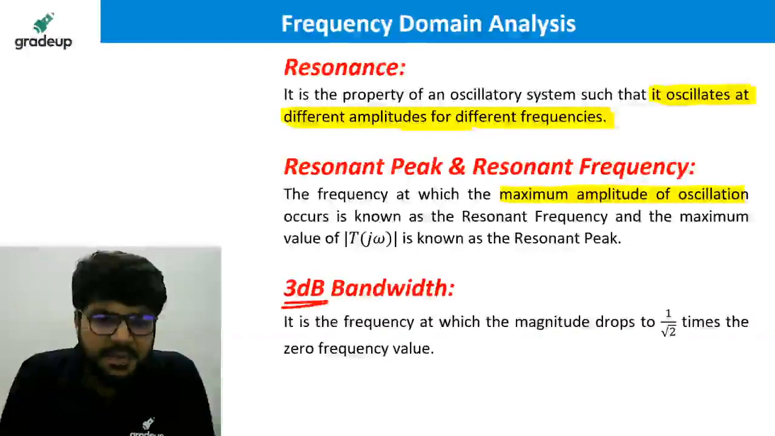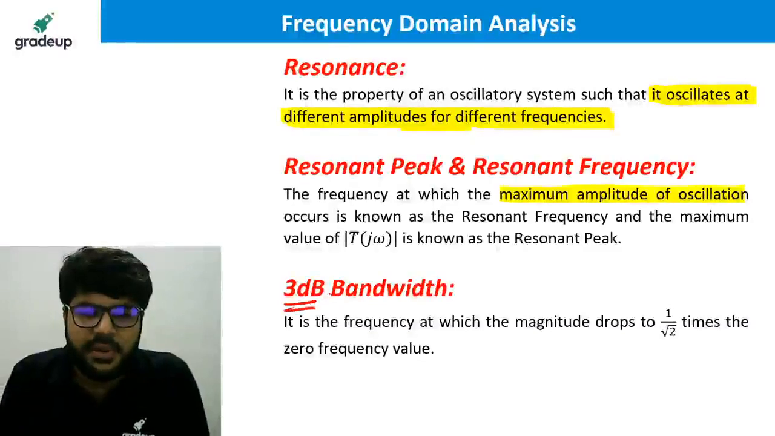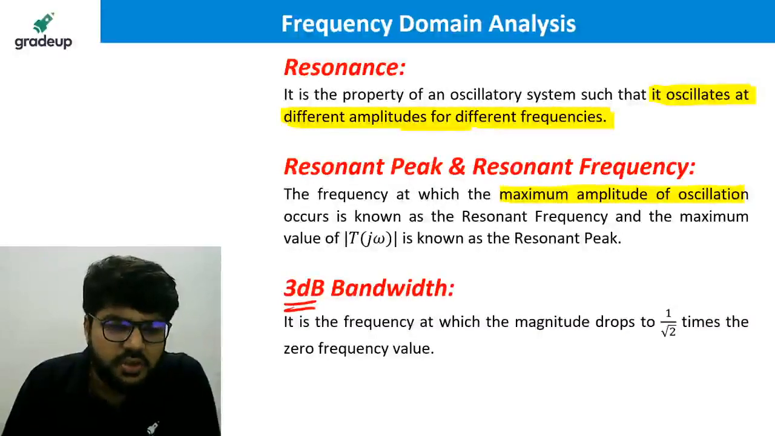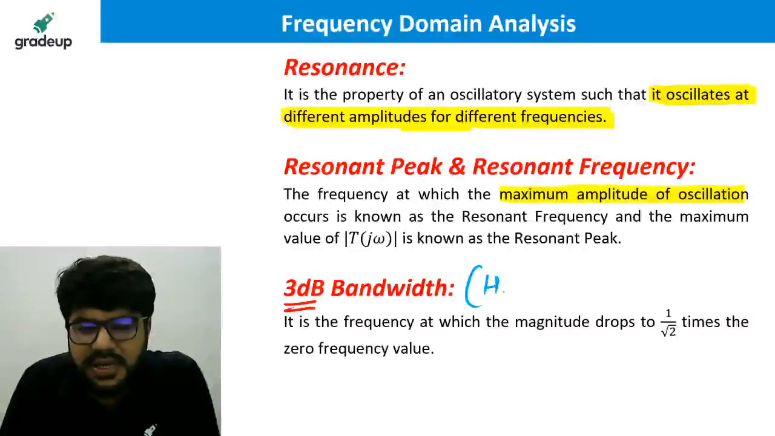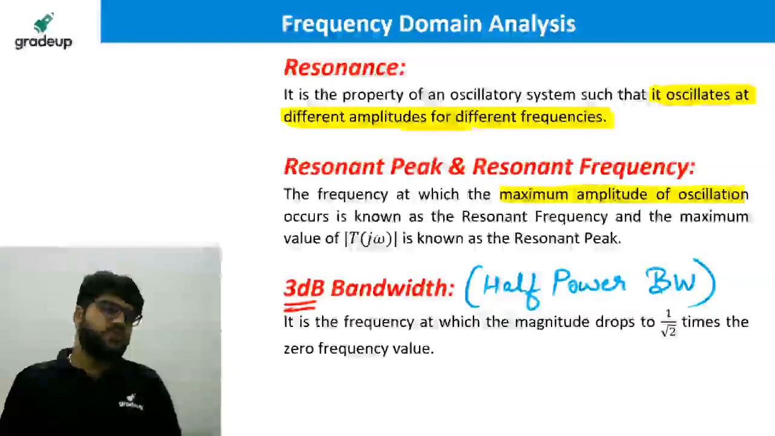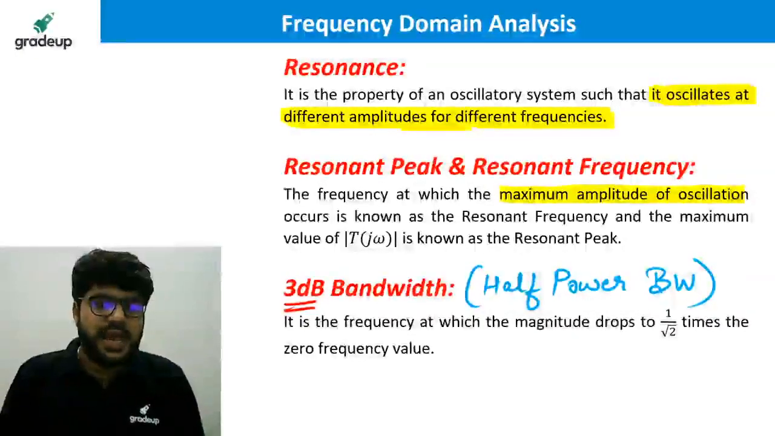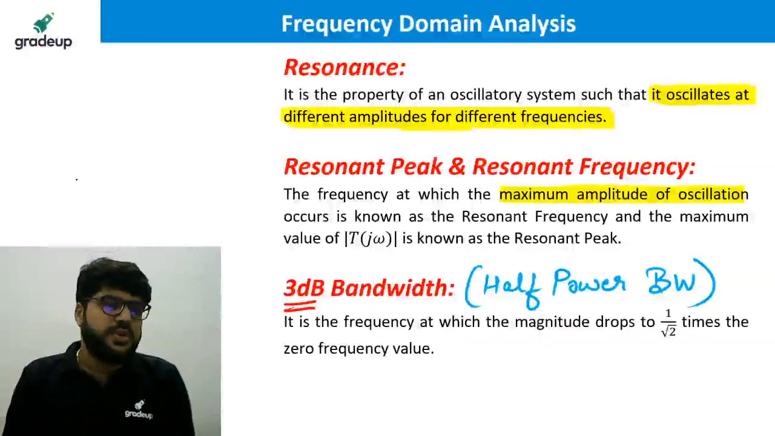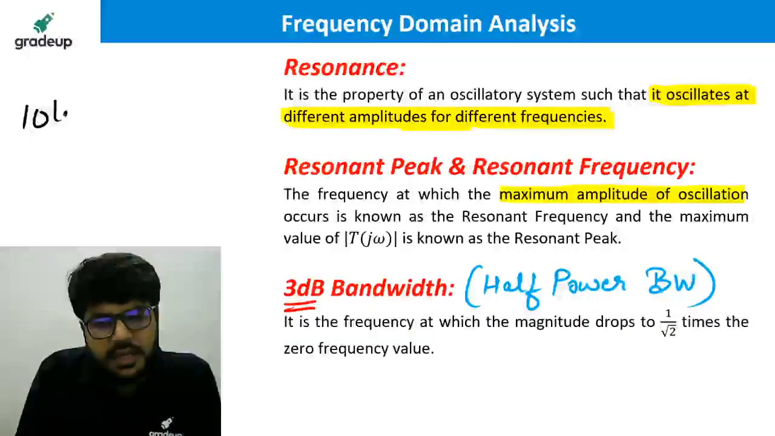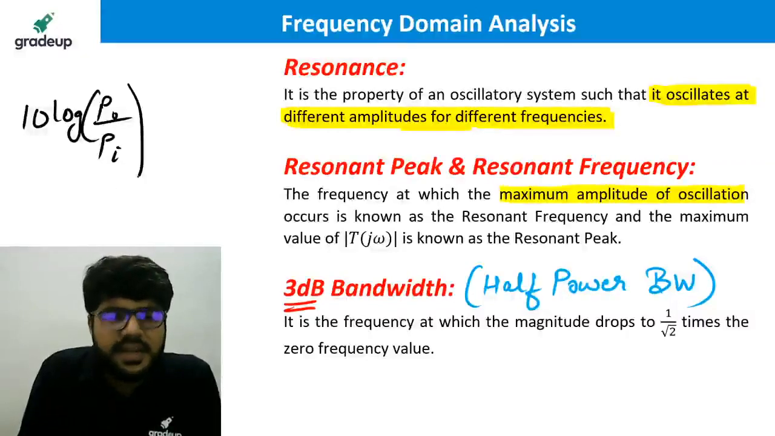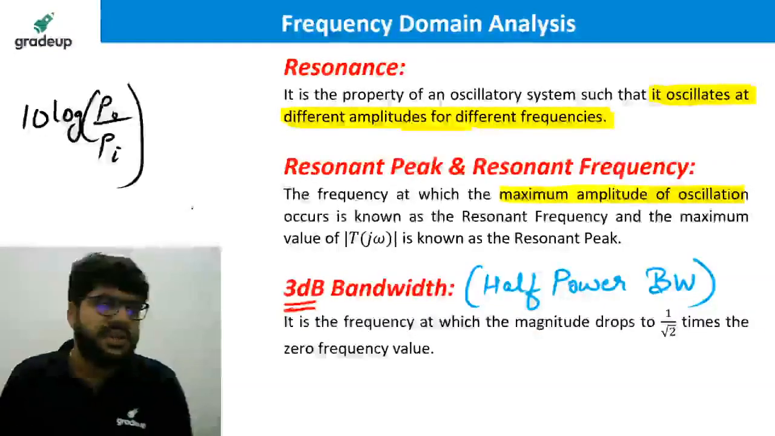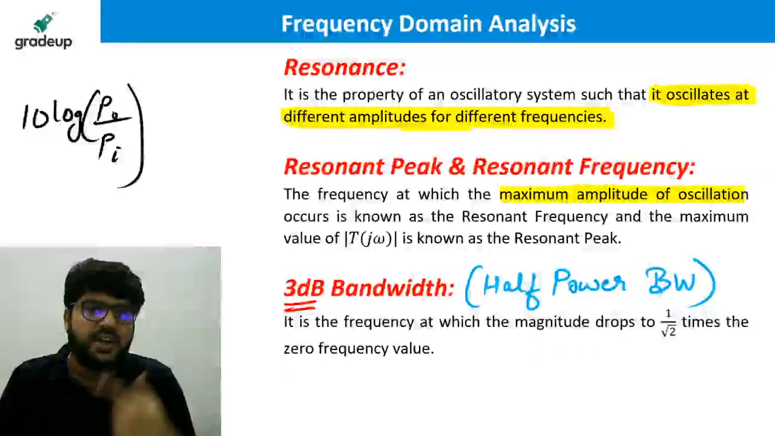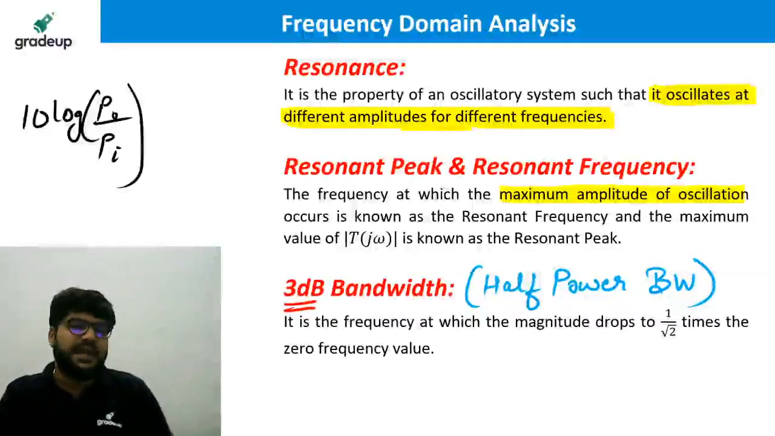Okay, I'll give you a very brief idea why it is named 3 dB bandwidth. It is also known as half power bandwidth. Power ratios are usually considered in the form of log, that is 10 log P naught by Pi. So 3 dB bandwidth, basically half power bandwidth, is the frequency at which the power of the output becomes half of the applied input power.